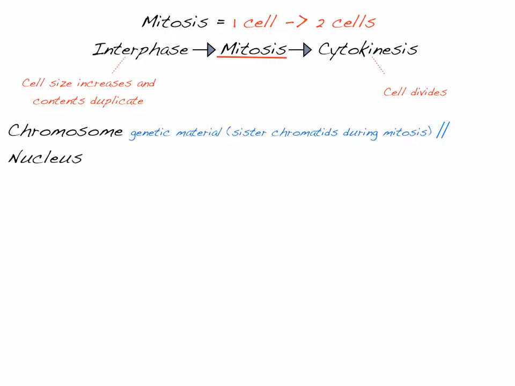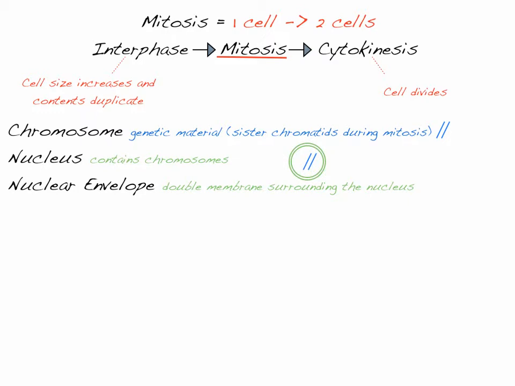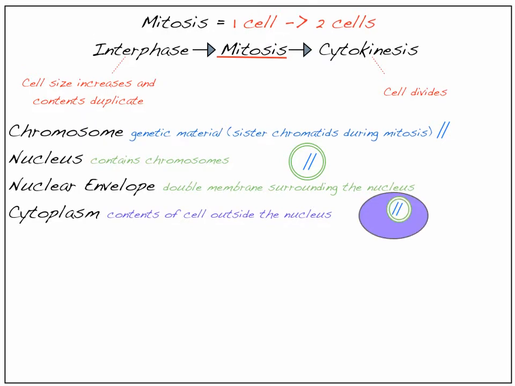Next, we have the nucleus, which is going to contain the chromosome, and it has a nuclear envelope, which is a double membrane. So we're going to show that as these two green rings, and you can see that the sister chromatids are within the nucleus. Next, we have the cytoplasm, which is the contents of the cell that are outside the nucleus but still within the plasma membrane. And we're going to show that as this purple shade here. So you can see that it's outside the nuclear envelope but still within the plasma membrane.